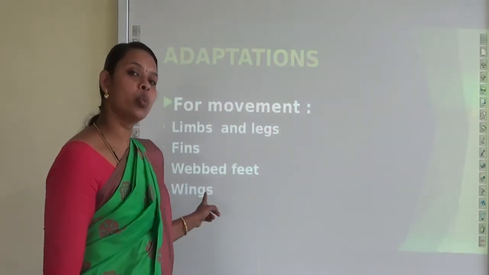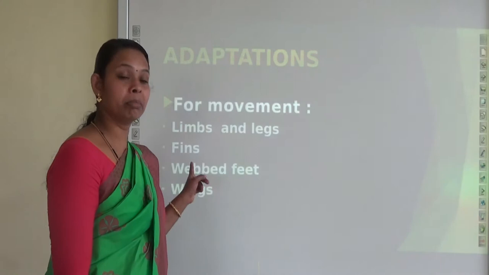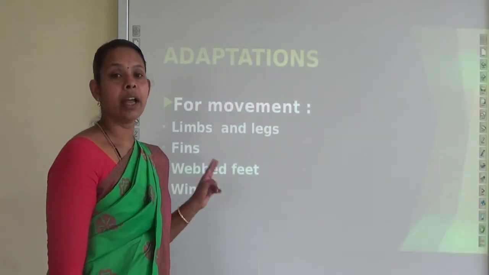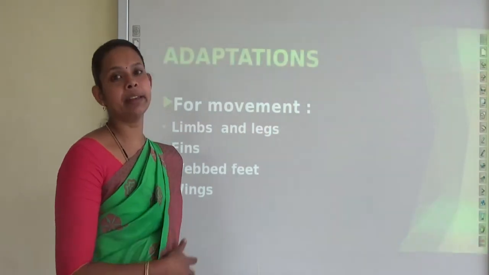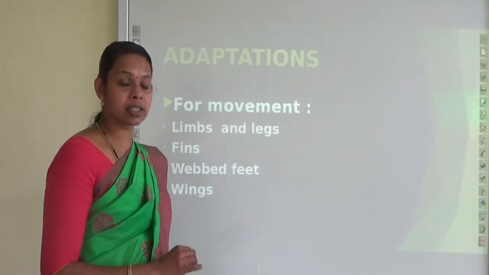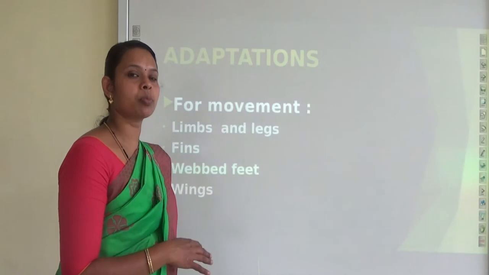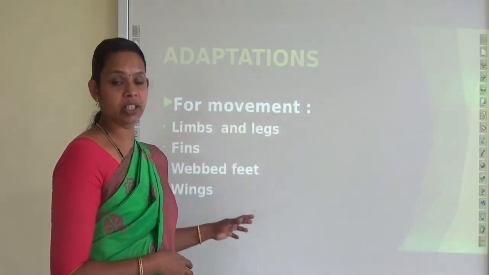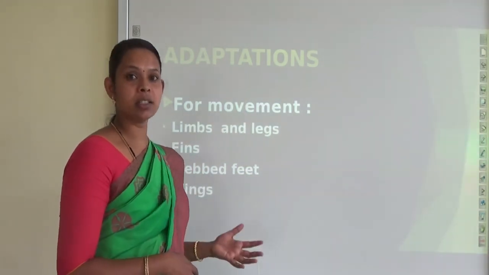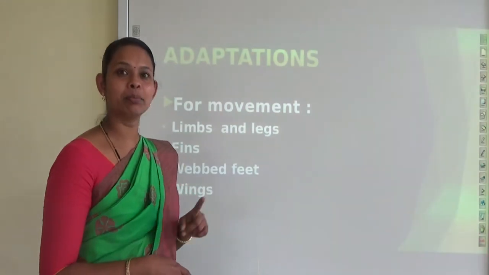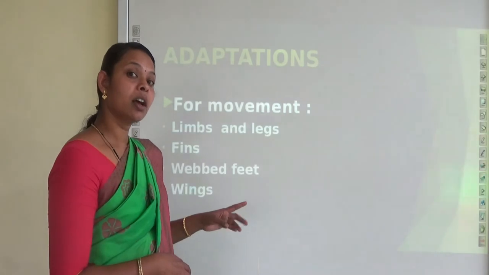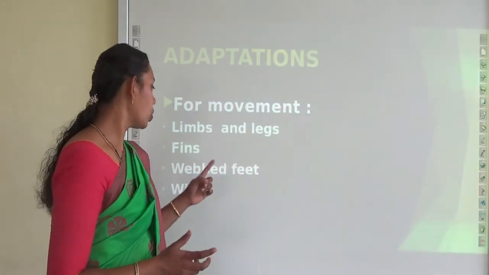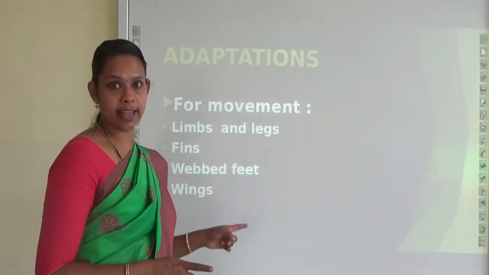And next one is wings. In the case of birds, they have a pair of wings which help them to fly in air. And insects such as cockroaches and grasshoppers also have wings. They also have legs which help them to walk on land. And in addition to the legs, they have wings which help them to fly in air.